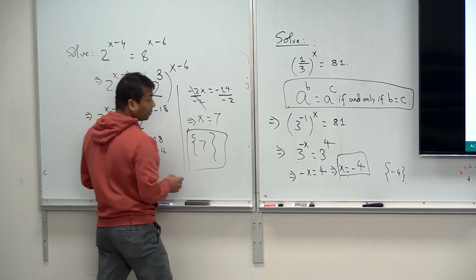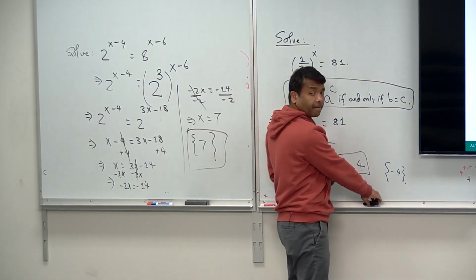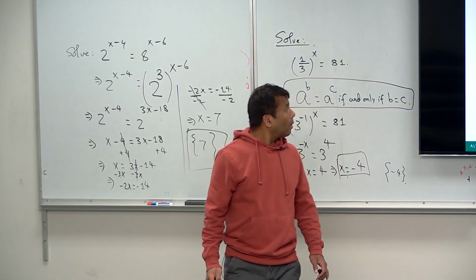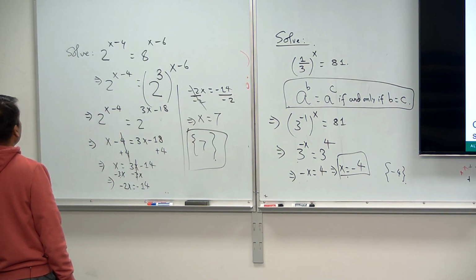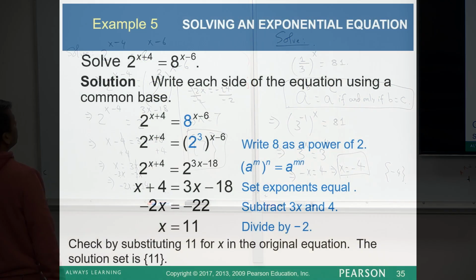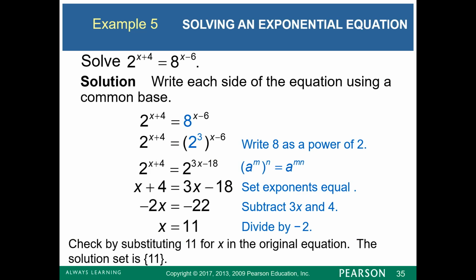Good? Yes? Okay. What? 7 or 11? Did I make a mistake here? So this is 2 to the power x. Okay, that's right, because x equals 7. 2 to the power 3 is 8. Yeah, right? But if you have 2 to the power x plus 4, then you will get a different answer. That makes sense?